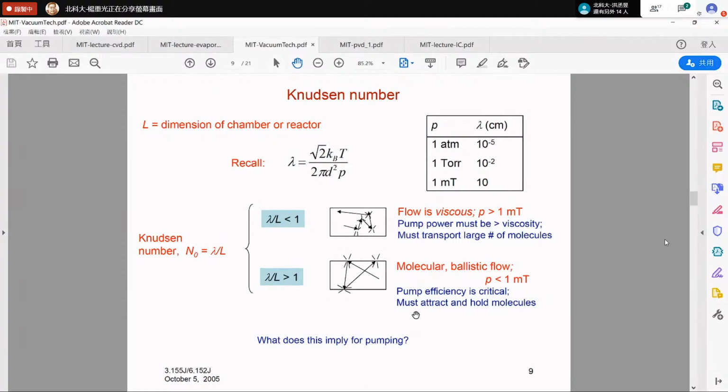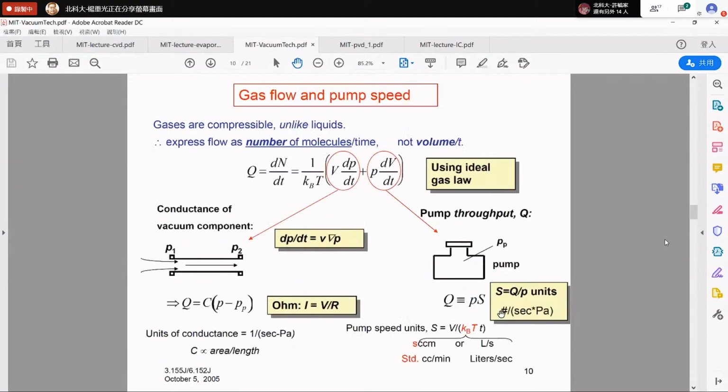So in this case, if you want to reduce the pressure, you must attract in the whole molecules. So this is the case where we talk about the pumping speed.